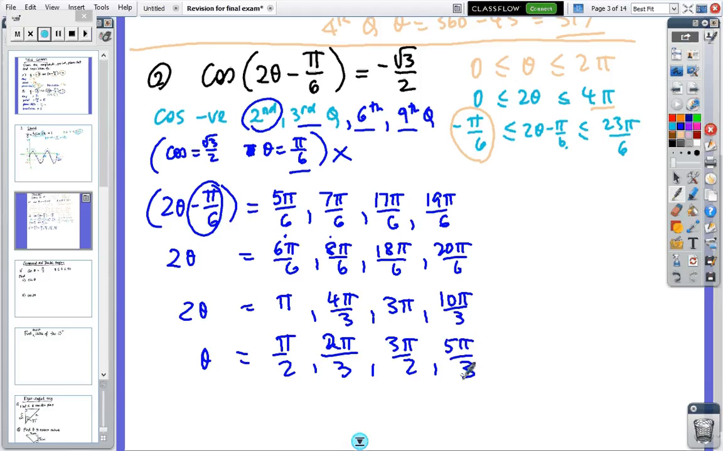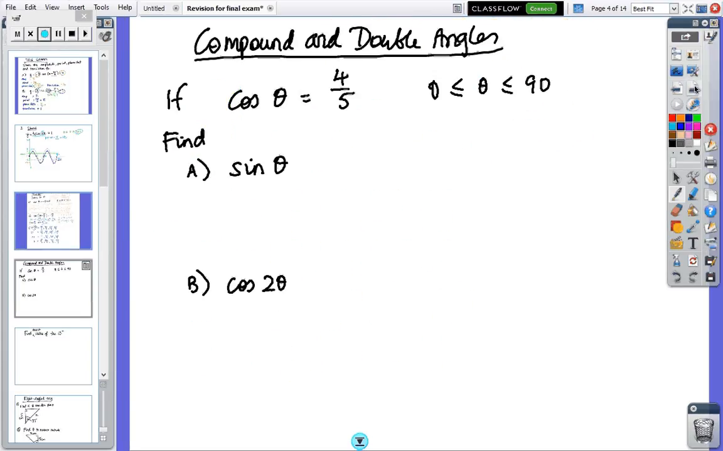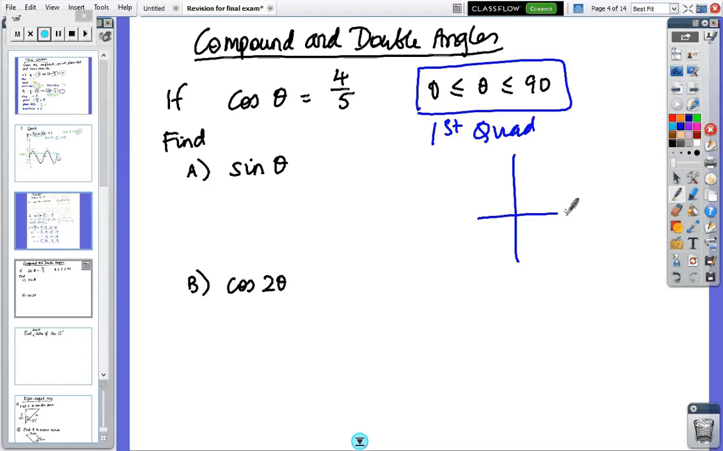Okay, moving along. Okay, so compound and double angle formulas. So this is important information. Just see if you can work out what that means. It's important. And when you're ready, have a go. Okay, so this means that we're in the first quadrant. And there are different techniques, but probably should draw a triangle.